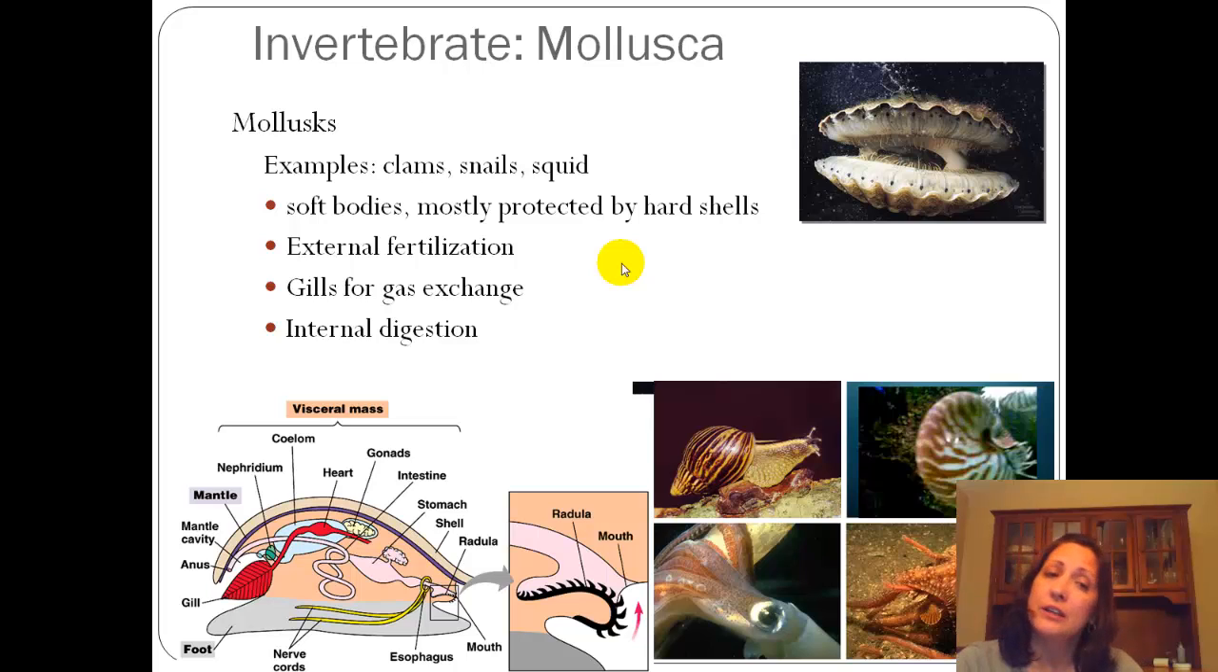They have gills for gas exchange. So we're now starting to see organelles to do gas exchange. So the organisms are much more complex, and they need to get those gases to those different body parts. And so now they need an organ for that. And we also see internal digestion.